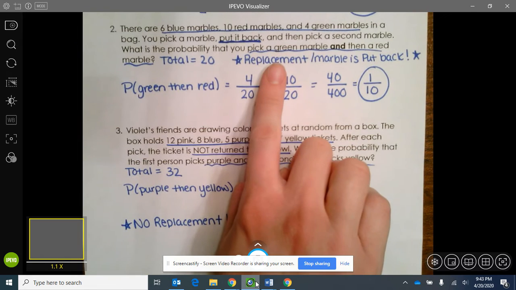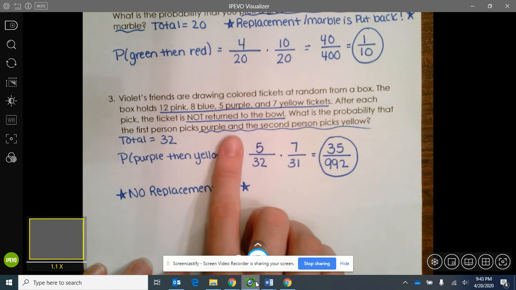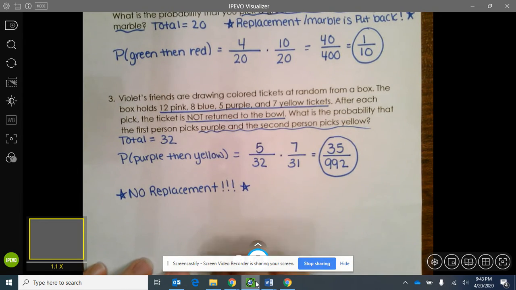So up here, we were picking marbles. Before we picked the second marble, we put the first marble back. Here, in this example, we are not putting back the first ticket before we pick a second ticket. So that's really important. There's no replacement here. What is the probability that the first person picks purple and the second person picks yellow?